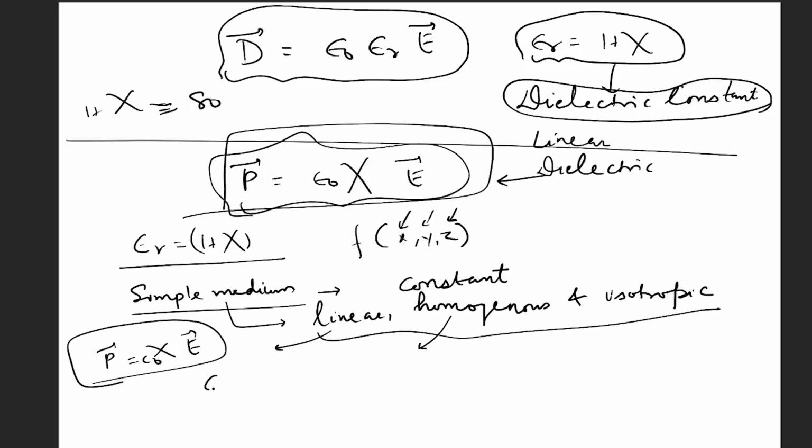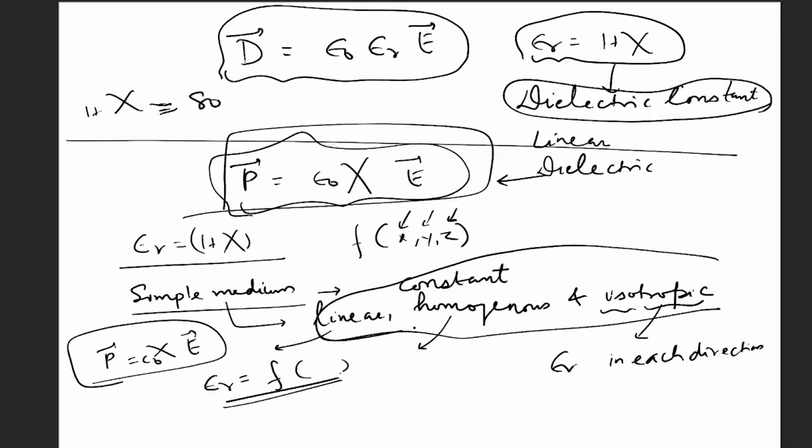Homogeneous means when this epsilon r is not a function of position, means it is independent of the position, then this medium is homogeneous. And isotropic means that epsilon r is the same in each direction. Iso means same, tropic means direction, same in each direction, then this is an isotropic medium. So a medium which is having all these three properties, linear, homogeneous and isotropic, is called the simple medium.